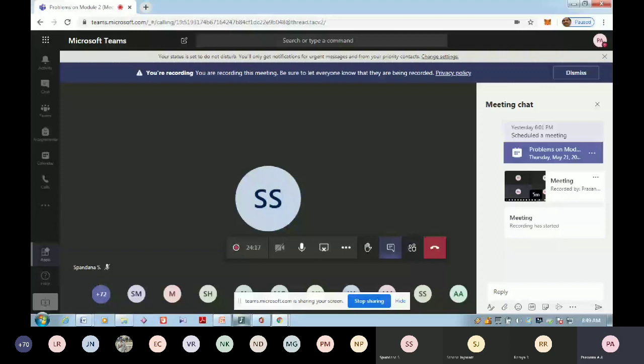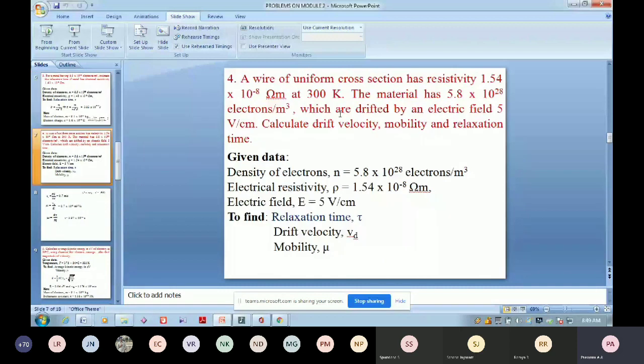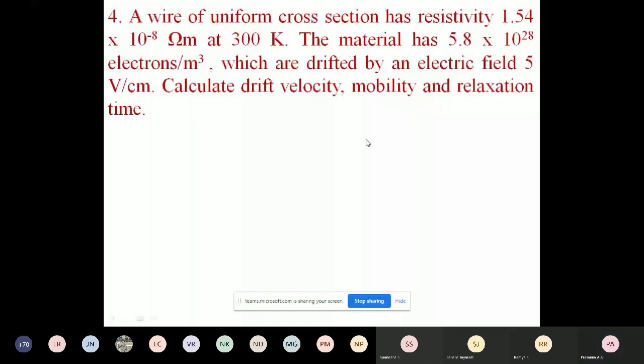Problem 3 is finished. And for problem number 4, it's good if I take the slide view. Problem number 4 is that a wire of uniform cross section has resistivity 1.54 into 10 power minus 8 ohm meter at 300 degree Kelvin. The material has 5.8 into 10 power 28 electrons per meter cube, which are drifted by an electric field of 5 volt per centimeter. To convert this into meter, calculate drift velocity, mobility and relaxation time.